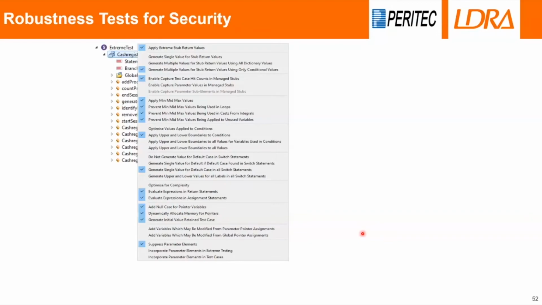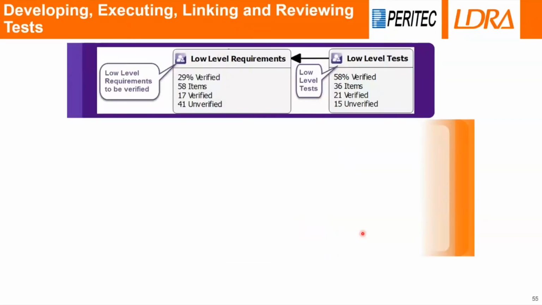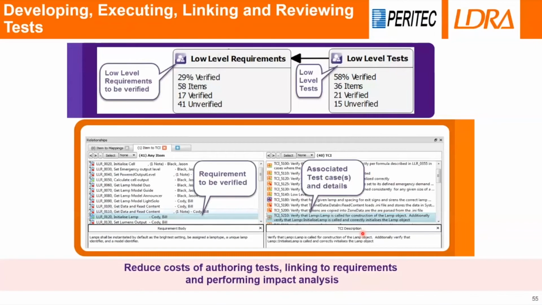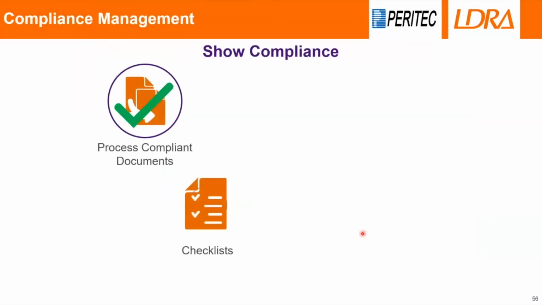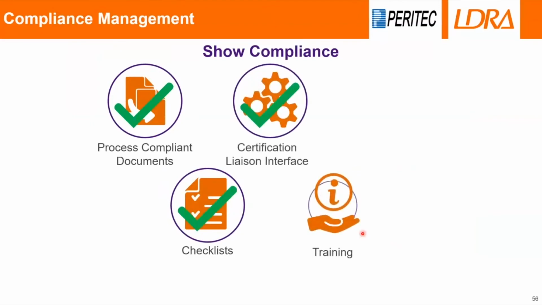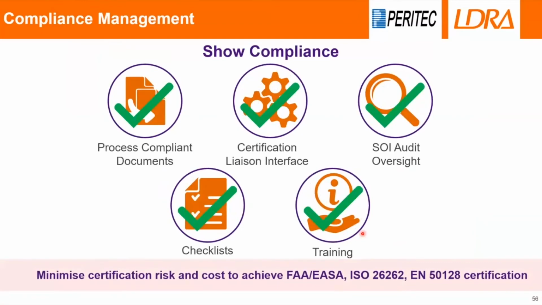So we can configure it and the tool can automatically create a reasonable number of test cases to ensure that the robustness testing is completed. So this way you need to develop, execute, and run the test cases, and you need to make sure that test cases are available for every low level requirement and test cases are available for every high level requirement, and test cases are available for every subsystem level requirement. So all these activities need to be completed and the compliance management needs to be demonstrated.